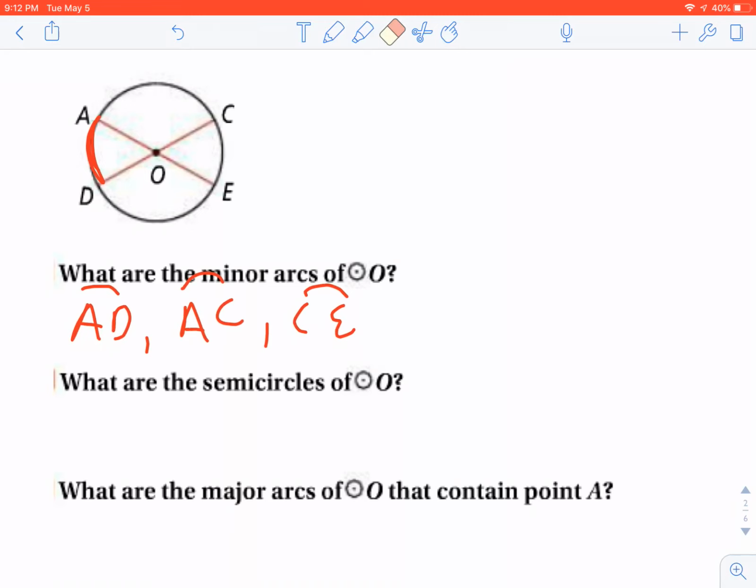Semicircles. Okay, so now it has to be half the circle. And DC and AE are both diameters of the circle, so that tells me that I can name a semicircle. Now, if I want to name a semicircle, let's say that you spotted this semicircle and you wanted to name it. Okay, the order does matter in the sense that you can't say DCA because that doesn't follow the path. Okay, you would need to say DAC.